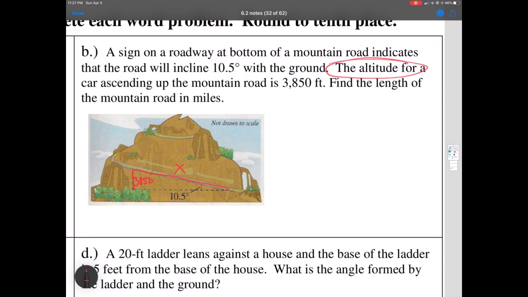And we can see that x value is our hypotenuse. So we have opposite and hypotenuse. So the sine of 10.5 equals 3,850 over x. Again, when we're solving for a variable in the denominator, we switch it with the other side of the equal sign. So x equals 3,850 divided by the sine of 10.5.